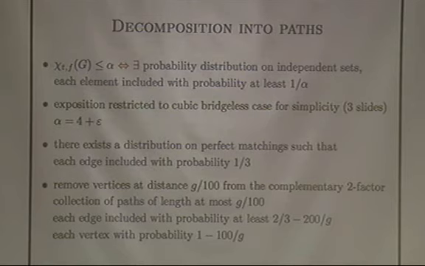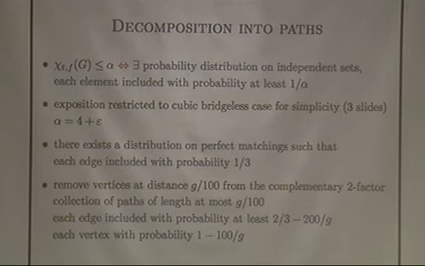So the first observation is that there exists a distribution on perfect matchings in the graph such that every edge is included in exactly 1/3 of these perfect matchings. So there exists a probability distribution on perfect matchings such that if I fix an edge and I choose a matching, then the probability that the edge is included in the chosen matching is equal to 1/3. And this is an easy consequence of the description of the perfect matching polytope, since it's well known that the perfect matching polytope of a cubic bridgeless graph always contains the vector whose entries are all equal to 1/3.